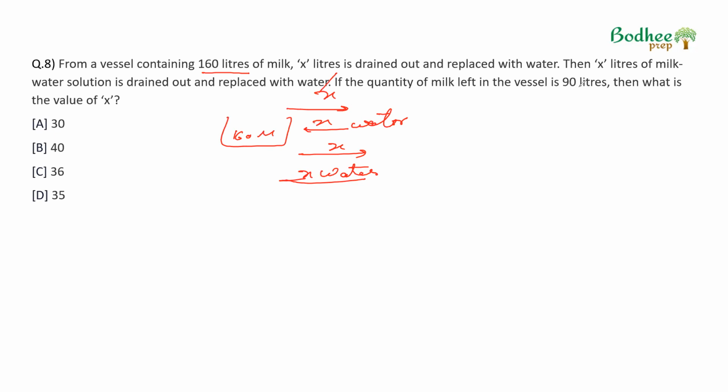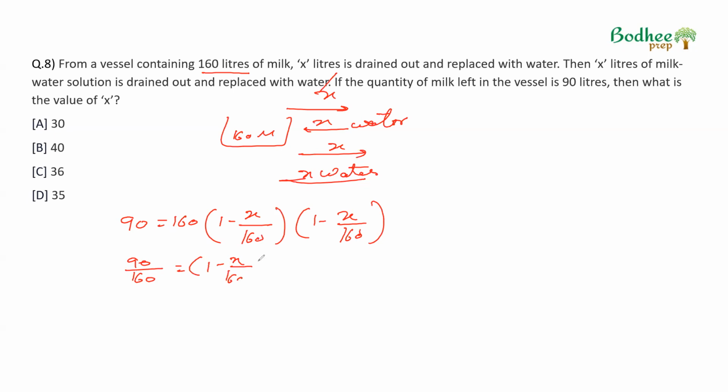If the quantity of milk left is 90 liters, the formula says amount of milk left is equal to initial amount of milk into 1 minus volume of solution removed upon total volume, into 1 minus volume of solution removed upon total volume. Standard formula, nothing extra that we have to do. 90 upon 160 will be 1 minus x upon 160 whole squared.